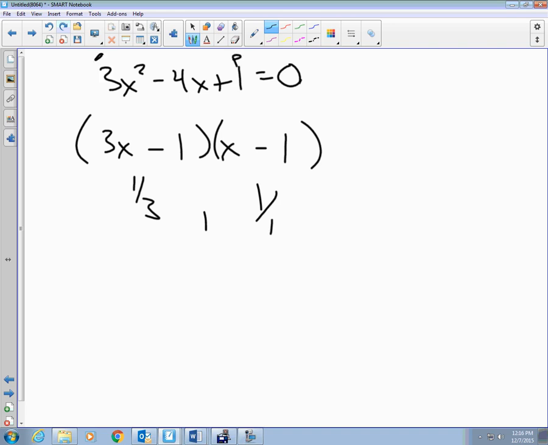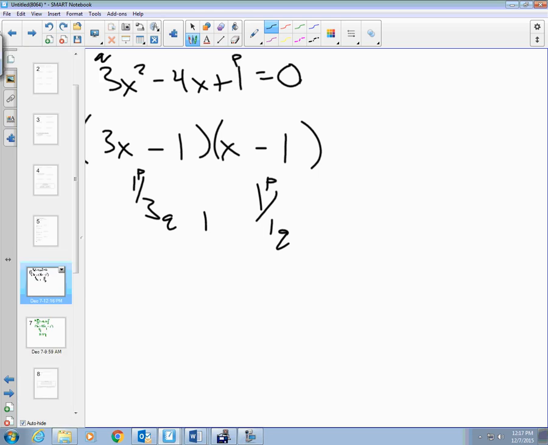P's divided by Q's. P is on top, Q is on bottom, right? P's are factors of 1, Q's are factors of 3. See how that works? This is just a very basic example to try to bring it home for you a little bit, but that's what we're trying to do: make educated guesses for things that we don't know how to factor.